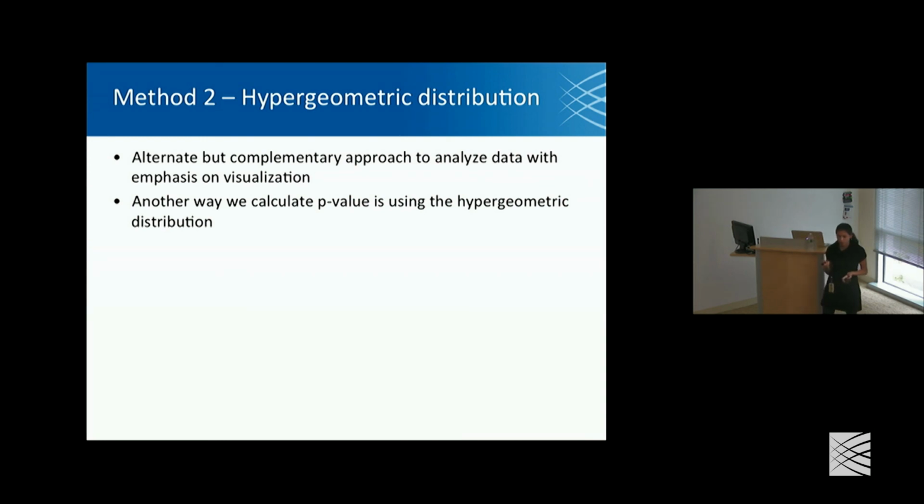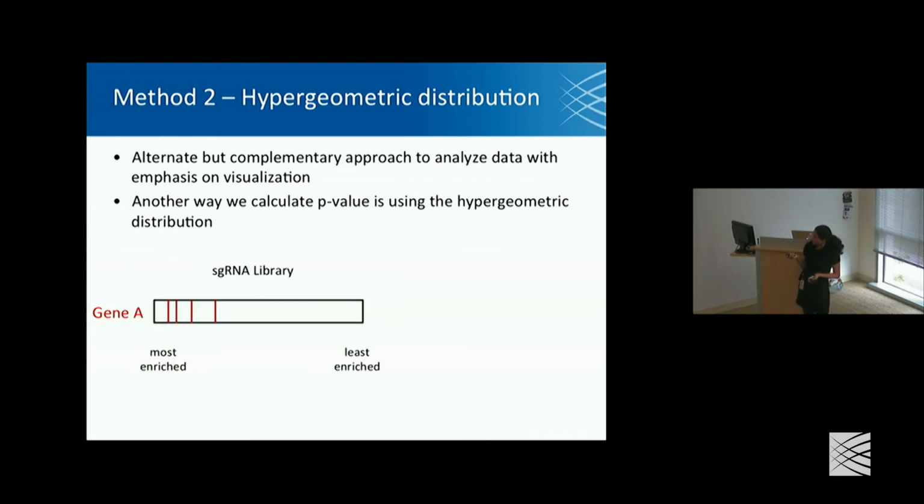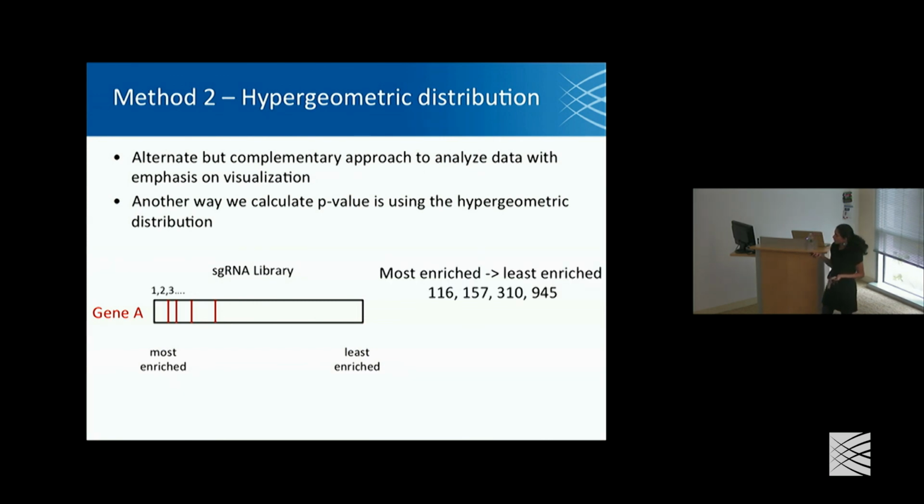So for the hypergeometric distribution, you again have your sgRNA library, and you have some sort of score to rank your sgRNA library. Say we want to calculate the p-value for gene A, which has 4 guide RNAs targeting it, shown here in red. So what you first do is rank your guide RNAs from most enriched to least enriched. And so you have your ranks, and you get 4 different ranks for each of the guide RNAs targeting gene A.